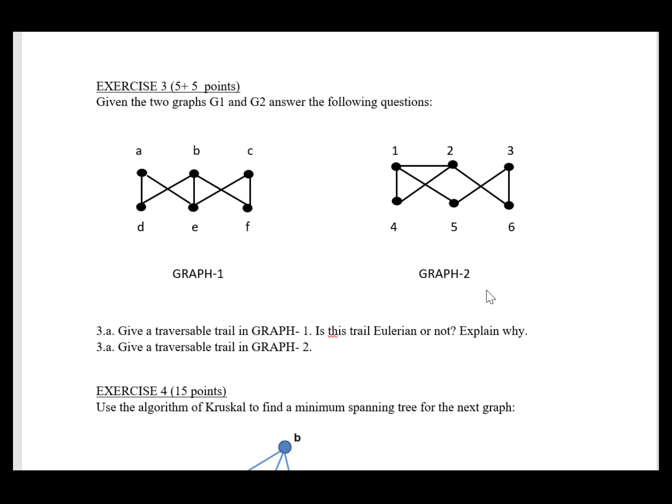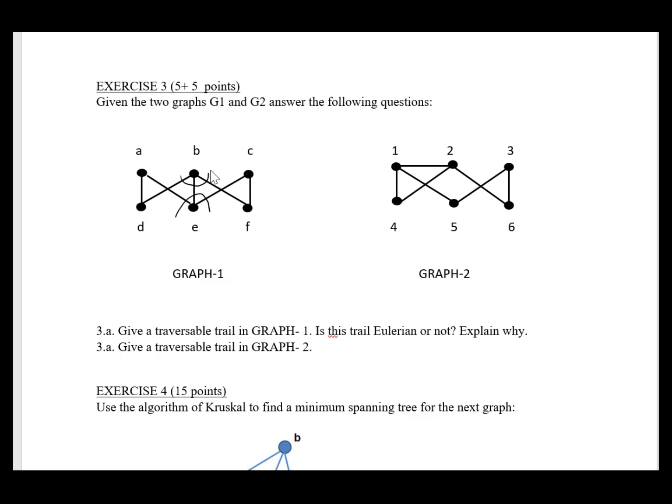Exercise 3. There are two graphs, G1 and G2, and the question is, can you give a traversable path and traversable trail in graph 1? So what does a traversable trail mean? We visit all edges of the graph exactly once. And we can only do that if all the vertices have an even degree, and in this case there are two with an odd degree, and that is also possible because then we have to start at one with an odd degree and end with one with an odd degree.